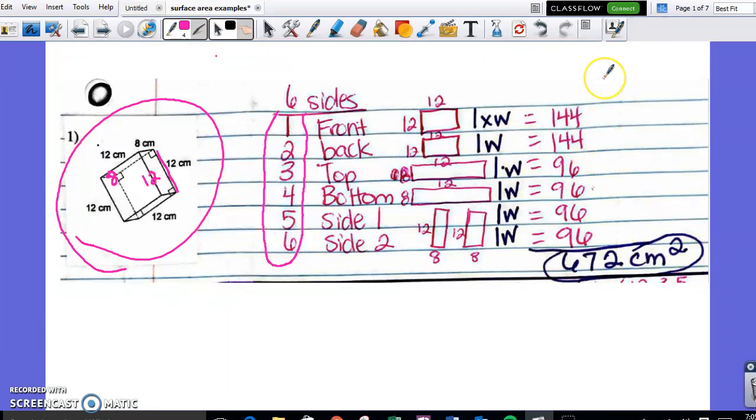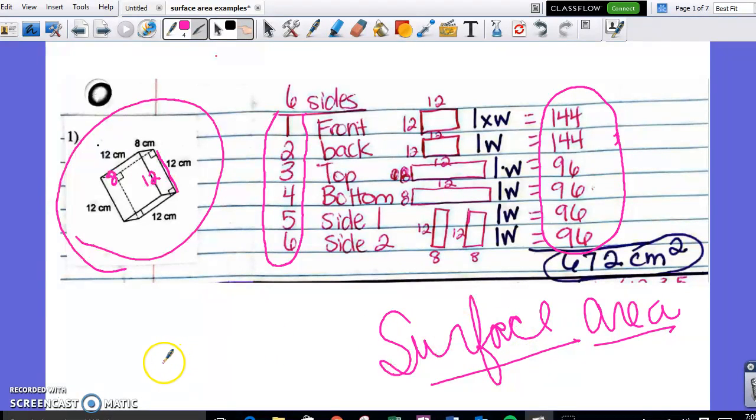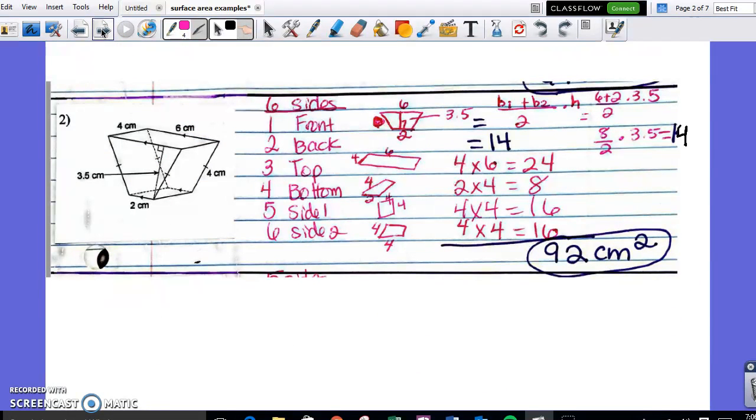Now you can label these however you want to do it. I'm just showing you a single method. And then that way, when you get to the end, you can actually make sure, okay, I have 6 numbers and I'm going to add those up to get the complete surface area of this figure. Okay, so this is just about surface area. If you were to take wrapping paper and wrap around the figure, that might be a good visual for you.